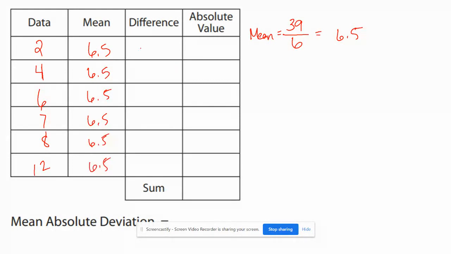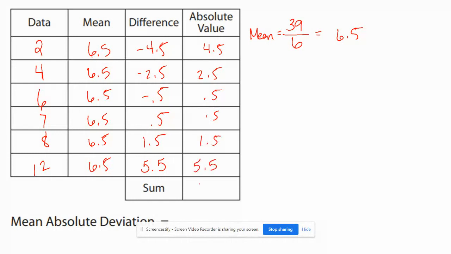Now, the difference between those, 2 minus 6.5, negative 4.5. 4 minus 6.5 is negative 2.5. 6 minus 6.5 is negative 0.5. 7 minus 6.5 is positive 0.5. 8 minus 6.5 is 1.5. And 12 minus 6.5 is 5.5. Now, the absolute value of this one would just be 4.5. This is 2.5, 0.5, 0.5, 1.5, and 5.5. Now, when I add them up, I should get 15.